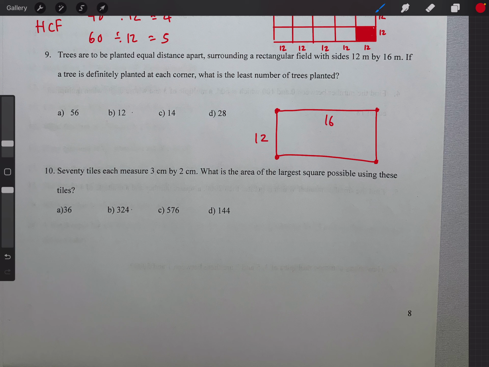So what we're going to do is, if you want a least number planted, you have to find the highest common factor of 12 and 16. What can they both be divided by? Well, the highest number you can divide them both by is 4. So that means we can have a gap of 4. So let's see. What's 12 divided by 4? You get 3. You get 3 gaps.